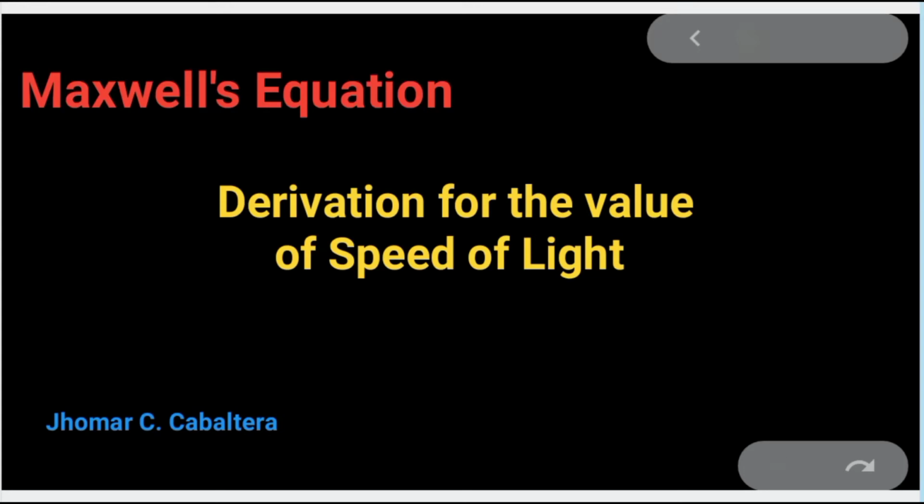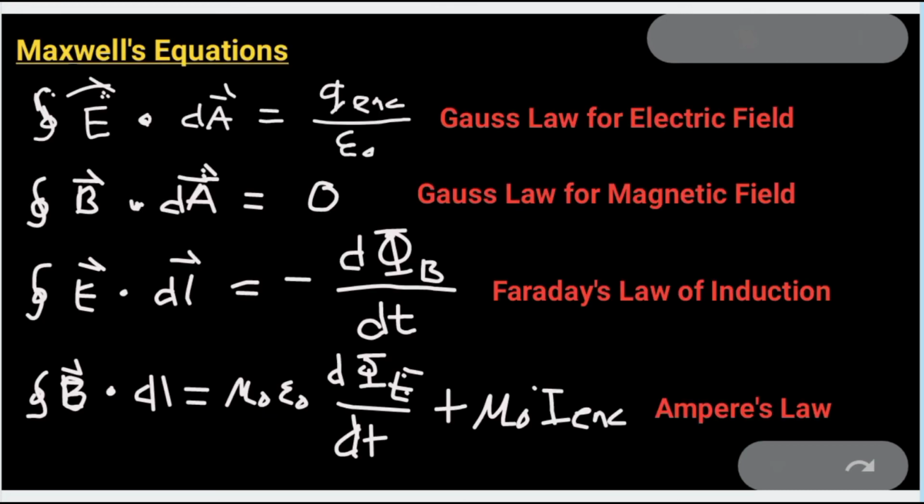In today's discussion, we are going to tackle a brief overview of the four Maxwell's equations, plus the derivation for the value of the speed of light. To begin with, let's have Maxwell's equations in integral form. As you can see, these are the four Maxwell's equations.